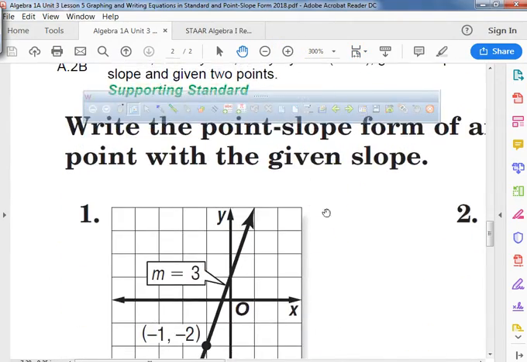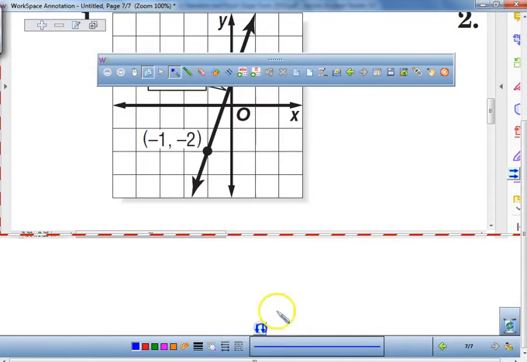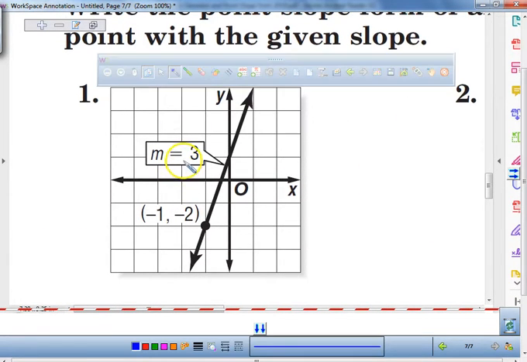Okay, it says, write the point slope form with the given point and the slope. So here we go. We're going to do problem number 1 right now. They told us the slope. It says the slope is 3. They've given us the x1 and the y1. They say x1 is -1. They say y1 is -2. So that's the x1 and the y1. And we're writing point slope form right now.